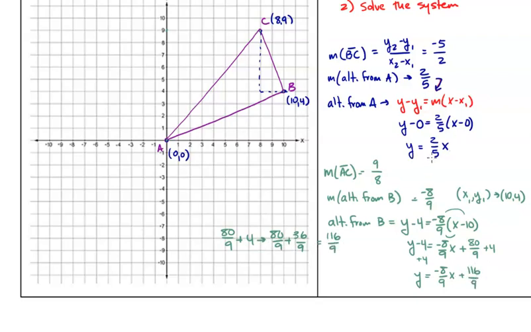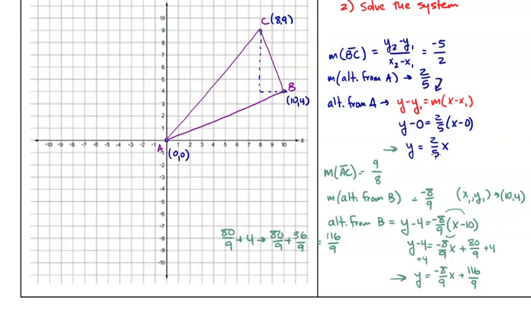So there's my two equations. This one's a little bit ugly because it's got some fractions. y equals negative 2/5 x, and y equals negative 8/9 x plus 116 over 9. So next thing I need to do is solve this system of equations. Luckily, I have two things that equal y.